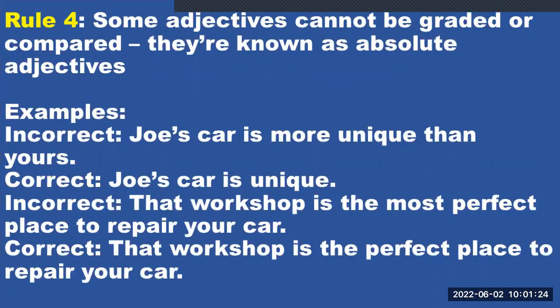Okay, so rule number 4: some adjectives cannot be graded or compared. They are known as absolute adjectives. Absolute adjectives cannot have comparative and superlative degrees. For example, it will be incorrect to say Joe's car is more unique than yours, because unique is an absolute adjective. It doesn't have more unique or most unique. So the correct thing is simply to say that Joe's car is unique. If something is unique, then there's nothing else to compare with it. It is in a class of its own.